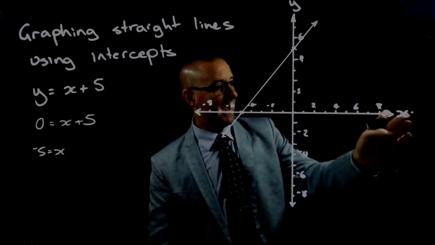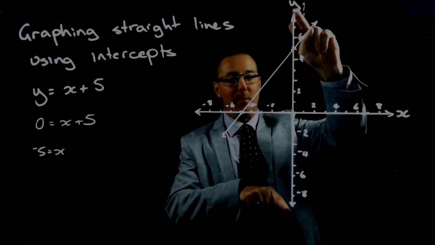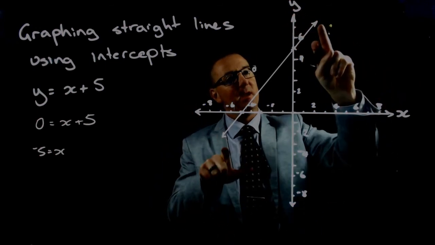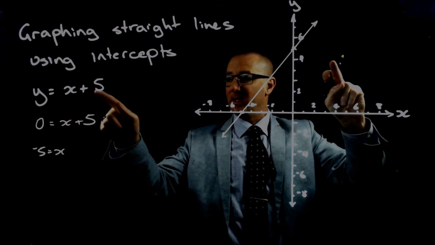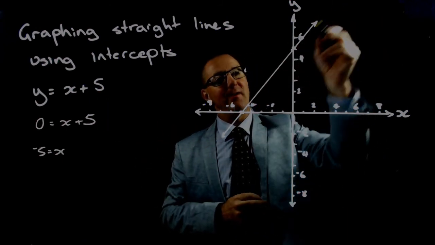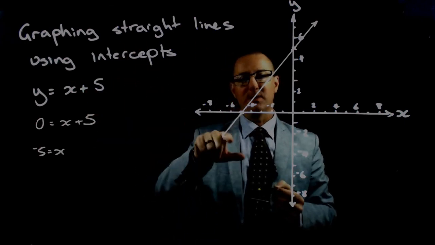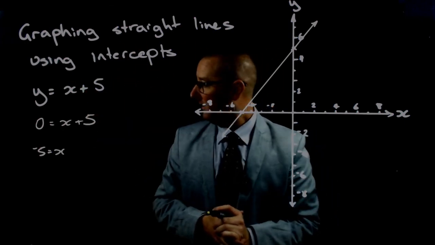just like our axes go on forever in both directions. Our x-axis and our y-axis, we've got arrows to represent that. This line, y is equal to x plus 5, also goes on forever. And so we can graph our straight line linear relationship just by finding the values for the intercepts.